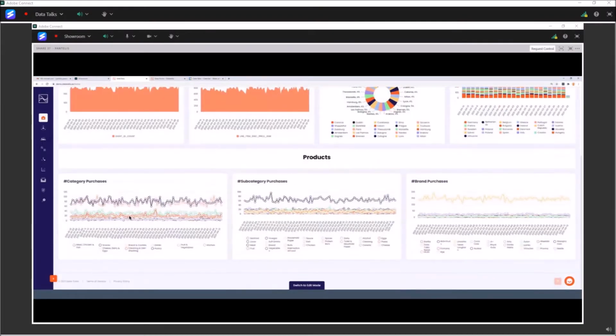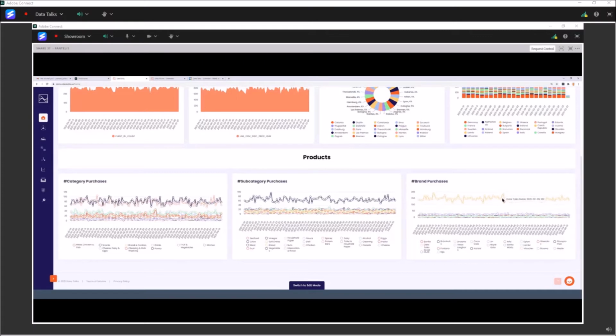We can also make a nice analysis of our products, like the categories that are the most popular, and the subcategories of product, as we can see here. In the categories we have meat, chicken, fish, snacks, and so on, while here we break them down into more granular ones. And here we can also see the brand purchases.